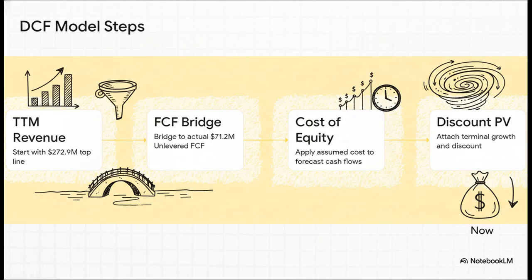Step 1, we start at the top line with a trailing 12-month revenue of $272.9 million. From there, we bridge down past the negative net income to find the actual unlevered free cash flow, the hard, cold cash the business actually generates, which comes in at a positive $71.2 million. We then forecast these cash flows out 5 to 10 years, attach our 2.5% terminal growth rate, and discount the whole shebang back to today's present value.